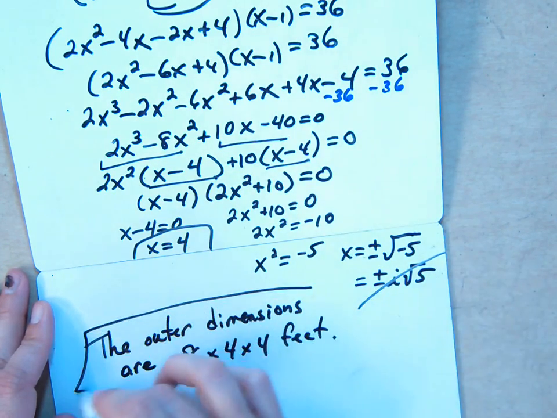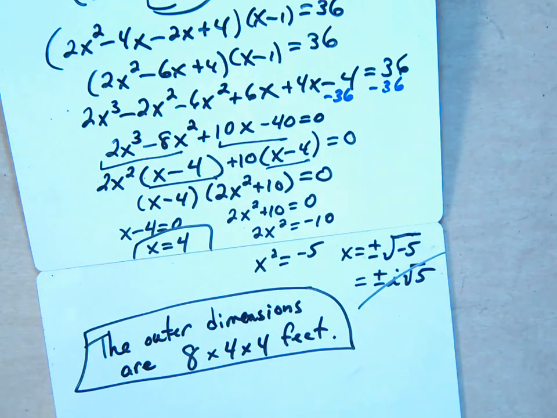If we just plug 4 into all those expressions, into 2x, x, and x, the outer dimensions are 8 by 4 by 4 feet. Just a sanity check, if you multiplied all those together, 8 times 4, 32 times 4 is 120 something. Okay, so does that sound somewhat reasonable? Yeah, that the total volume would be something like 120 something, because we only need to hold 36 feet cubed, so the total volume is going to be bigger.